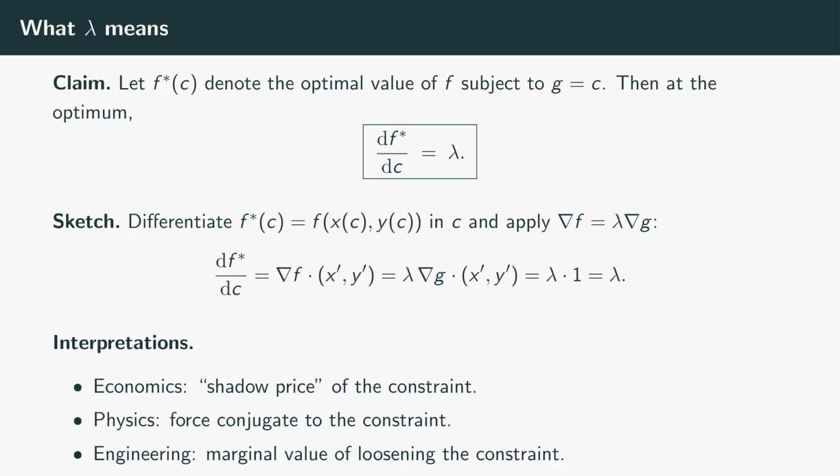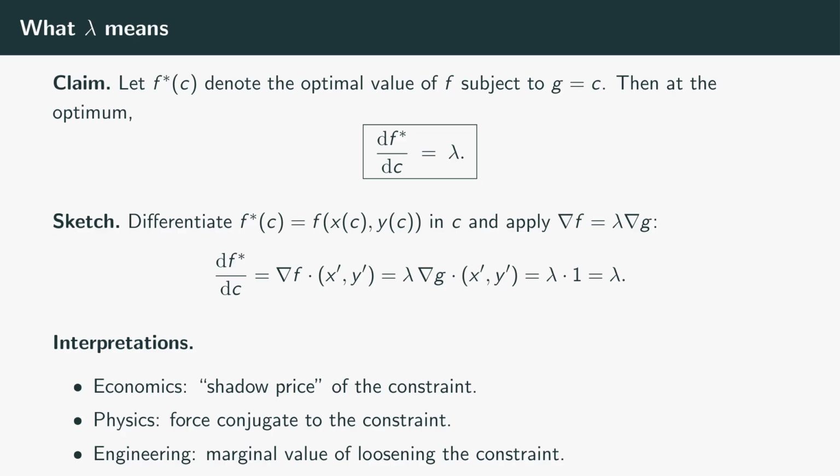Write f star of c equals f of x of c, y of c, where x of c, y of c is the constraint optimum as a function of c. Differentiate using the chain rule: df star dc equals the gradient of f dotted with the vector x prime, y prime. Apply the Lagrange condition, the gradient of f equals lambda times the gradient of g. This becomes lambda times the gradient of g dotted with x prime, y prime, which by chain rule again is lambda times the derivative of g with respect to c, which is lambda times 1. So df star dc equals lambda.